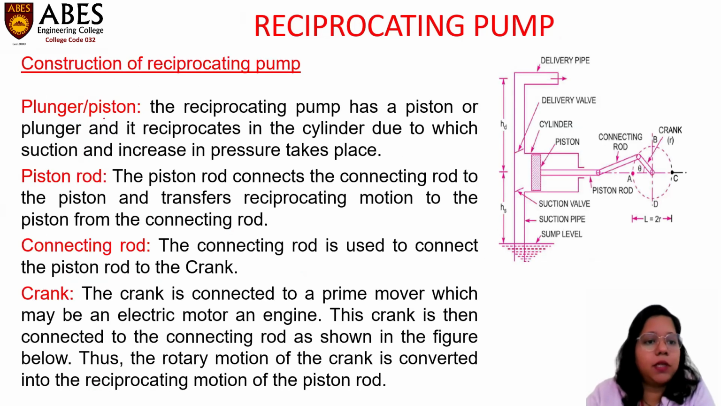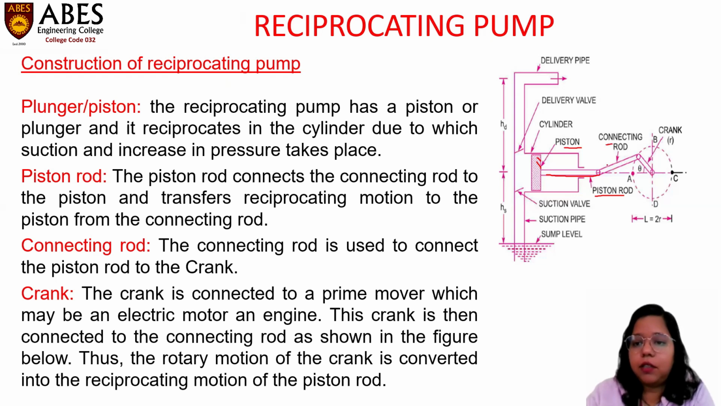There is a plunger or piston. This is the piston. The reciprocating pump has a piston or plunger, and it reciprocates in the cylinder, due to which suction and increase in pressure takes place. And second one is piston rod. This is piston rod. It connects the connecting rod to the piston and transfers reciprocating motion to the piston from the connecting rod.